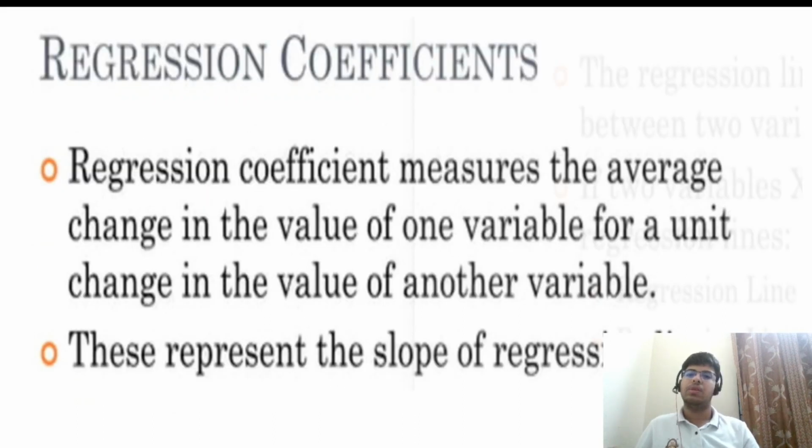Next is the regression coefficient. It is the measure of average change in the value of one variable for a unit change in the value of another variable. It is mainly used for calculating the slope of the regression line.